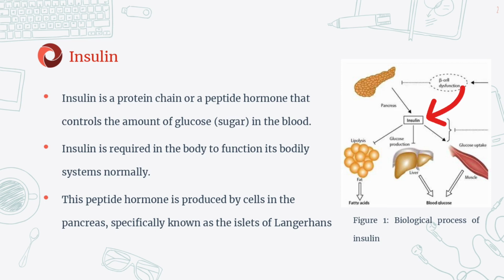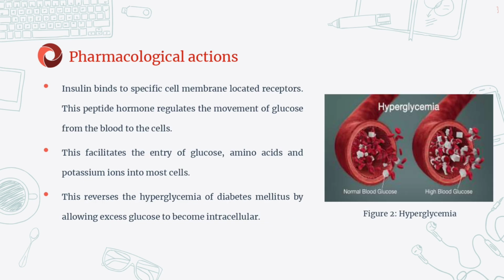Figure 1 in this slide explains the biological process of how insulin is produced. This peptide hormone insulin is required in the body to function the bodily systems normally. Since we already discussed what insulin is, let's proceed to the pharmacological actions of this peptide hormone.